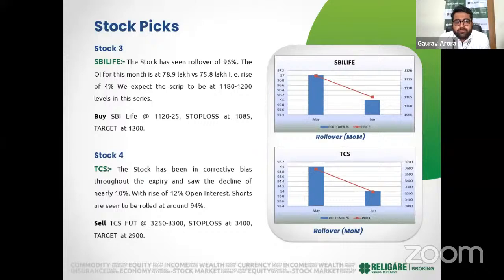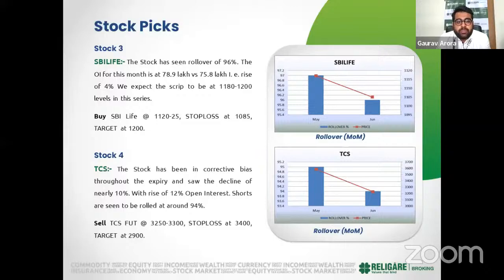Coming to the next slide, our third pick, also on the buy side, is SBI Life. The stock has seen a rollover of 96%. The OI started for this fund at around 79 lakh as compared to 76 lakh in the previous month, a rise of somewhere around 4%. The scrip had made a good base formation at 1180 to 1200 levels. So we suggest to go long in SBI Life in the range of 1120 to 1125 with a stop loss of 1085, I repeat 1085, for a target of 1200.